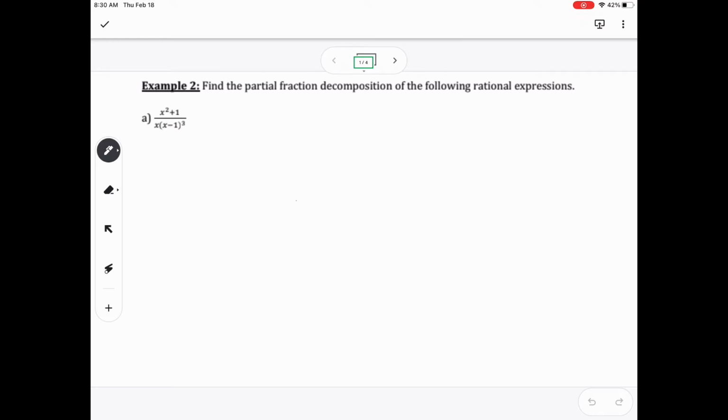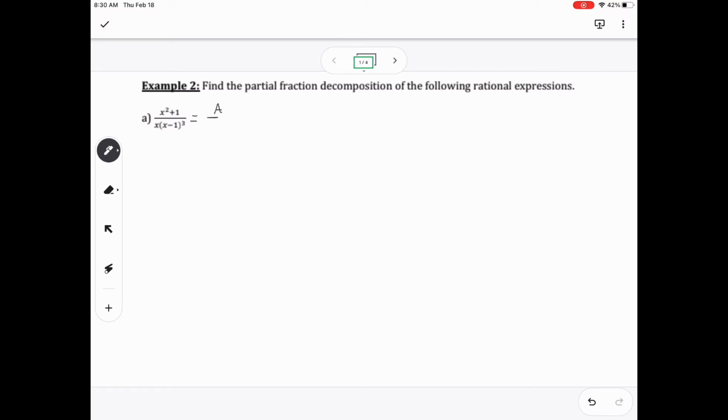Welcome. Today's lesson is over section 10.7b. We'll still be talking about partial fraction decomposition, but here we'll be talking about it when you have repeated linear factors. So before, you had all different factors in the denominator. This time you'll have ones that are actually the same.